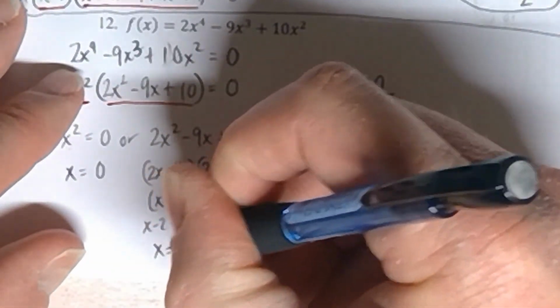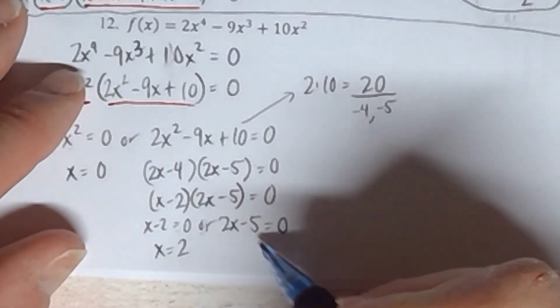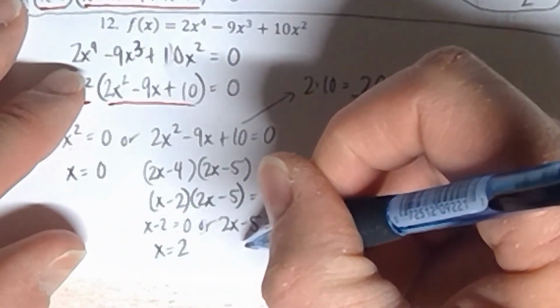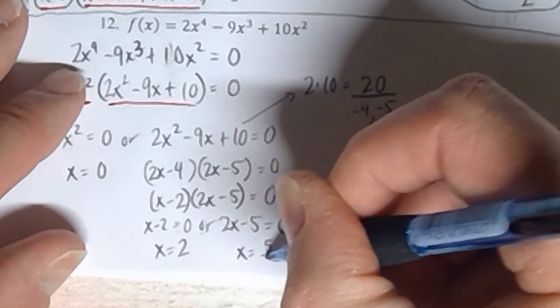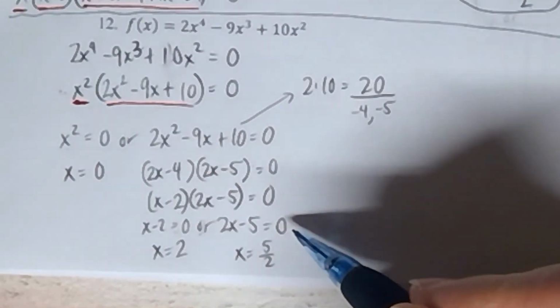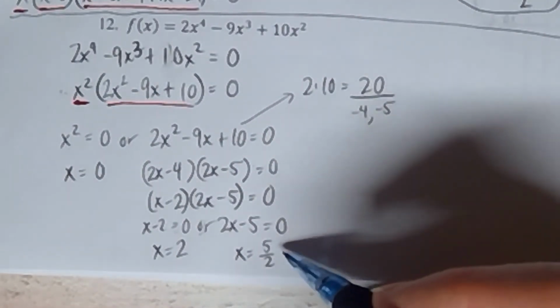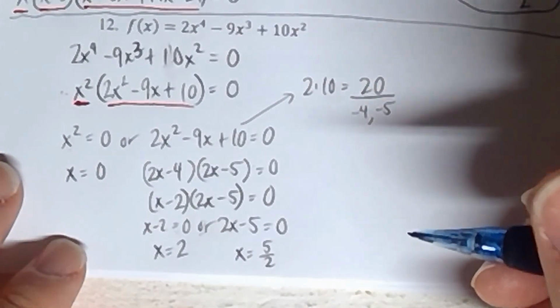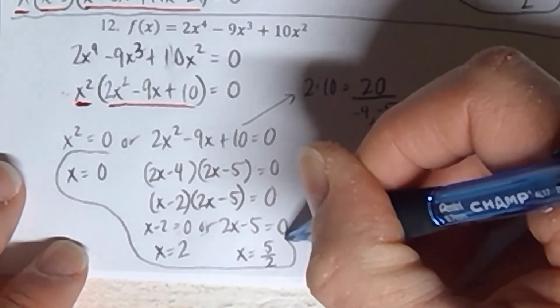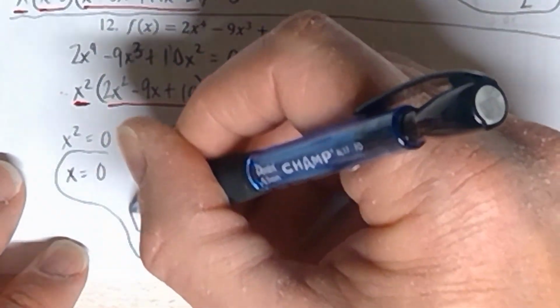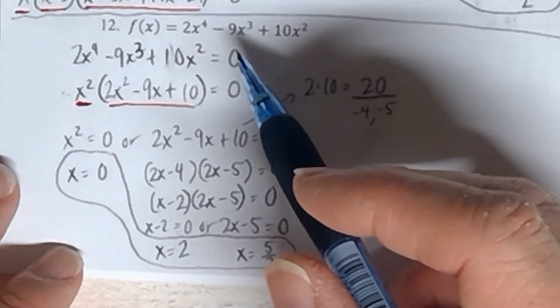Solving these, I get x equal to 2, and on the other one, if I move over the 5 and divide out the 2 like I normally would in a linear equation, which is what this little equation has now become, I have x equal to 5/2. So I have a total of 3 answers. And now let me clarify something here. I know you're probably thinking, wait a second, I thought it was supposed to be 4 answers.